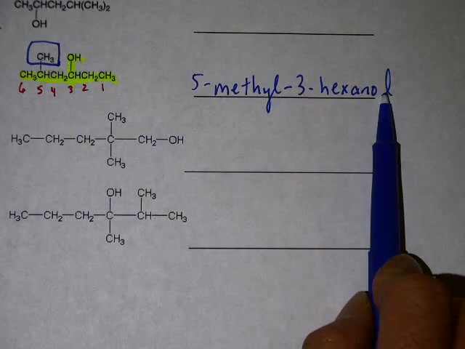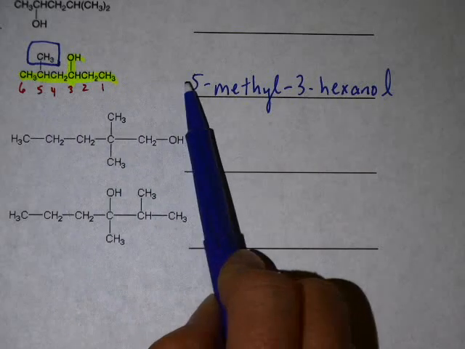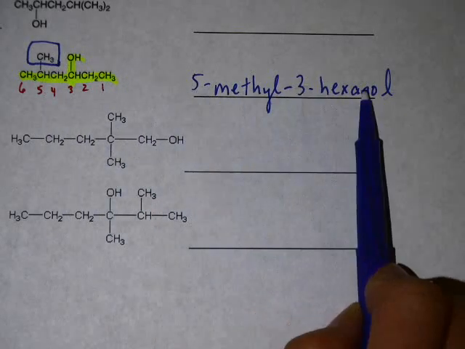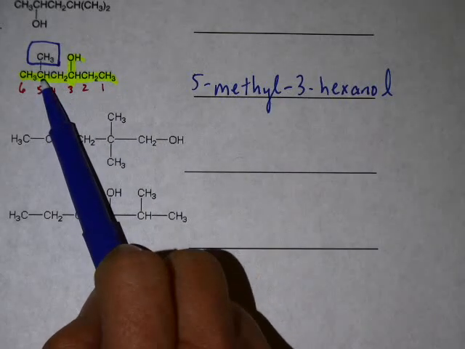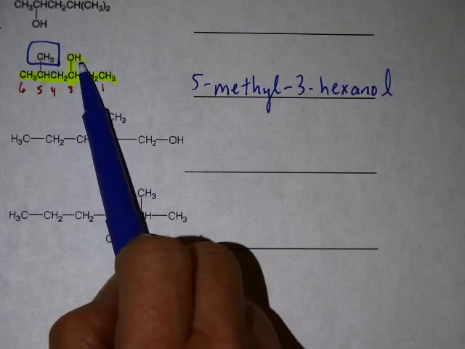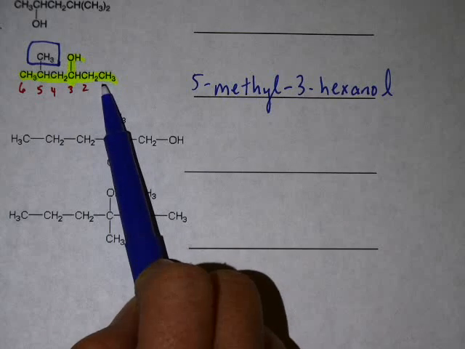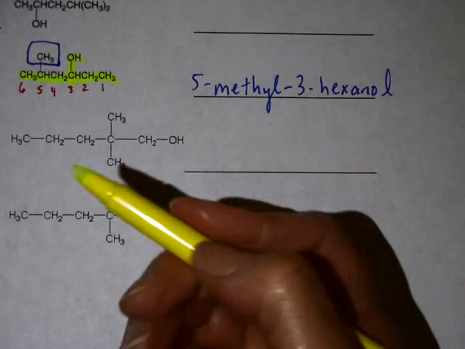Then we ask if anything else is attached, and it is. We have a methyl group on carbon 5, so 5-methyl, 3-hexanol. This would not be named as a 2-methyl, 4-hexanol. The OH is what determines the numbering. We number closest to the alcohol functional group. Let's look at the next one.